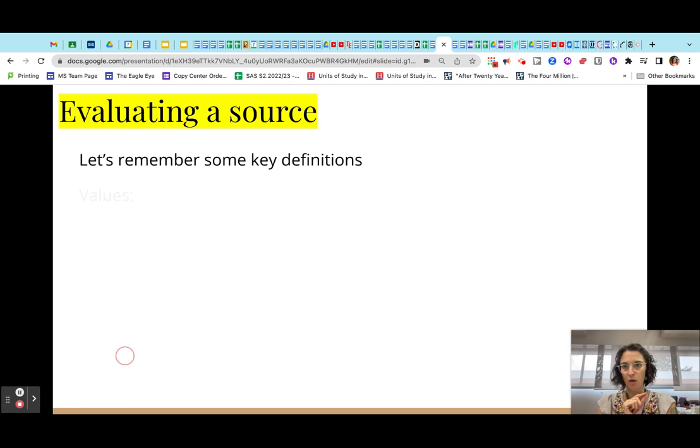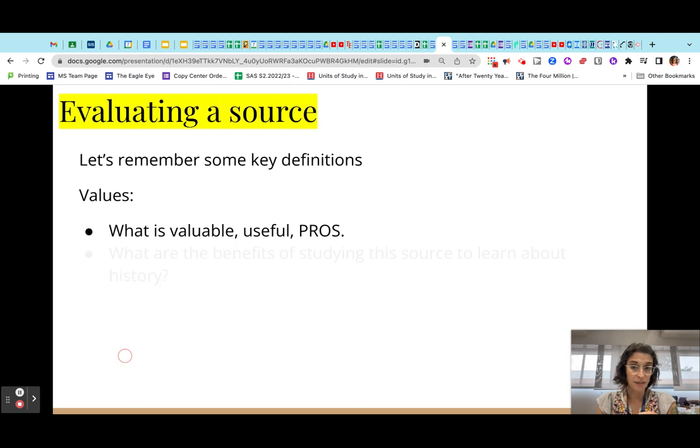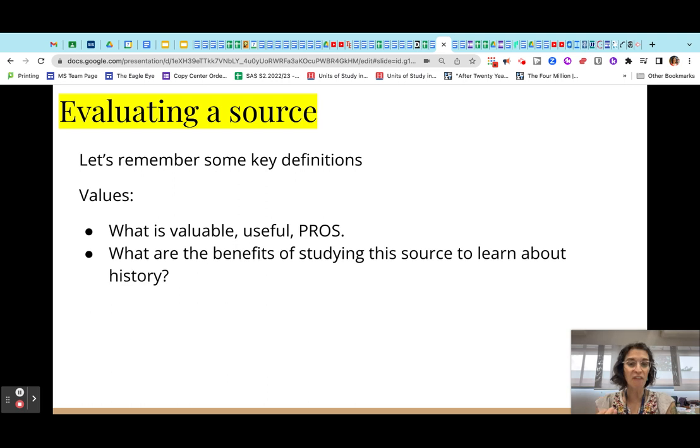These should be reviewed. First, values. These are what's valuable, what's useful, the pros of a source, the strengths. I like to think of it as, what are the benefits of studying this source to learn about history? What was beneficial about it?